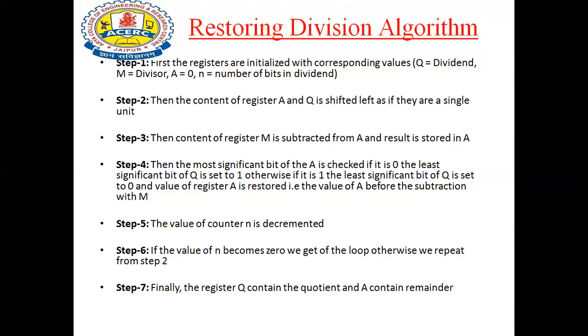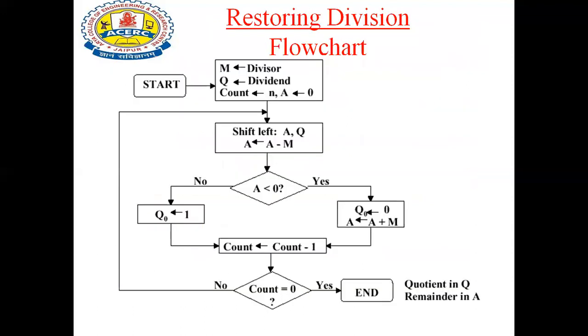In step 5, the value of counter n is decremented. Then in step 6, if the value of n becomes 0, we get out of the loop, otherwise we repeat from step 2. In the final step, register Q contains the quotient and A contains the remainder.